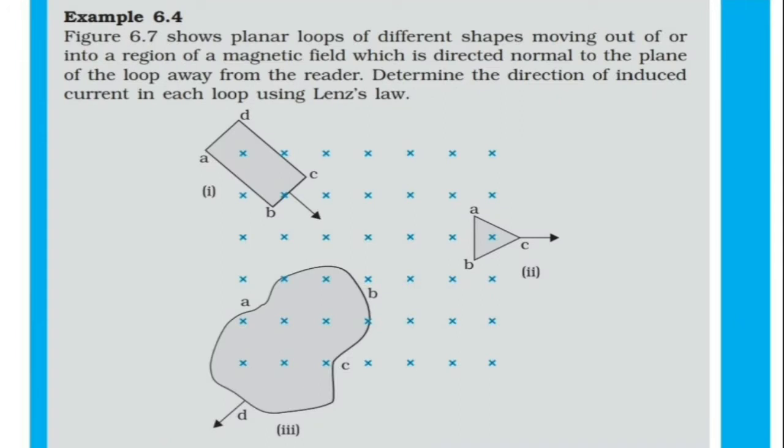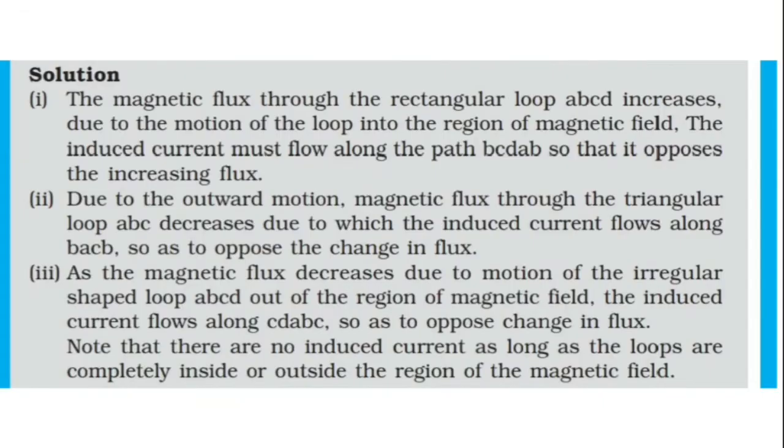Now the third loop, that is a regular shaped loop, that also is dragged out of the region of the magnetic field. So in the into direction, there is a decrease in magnetic field. To compensate that, the induced current should increase the magnetic field in the into direction. So holding the thumb in the into direction, you will get the direction of current to be ABCD. So in the third case, the direction of current is ABCD.